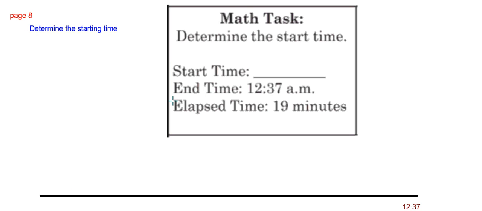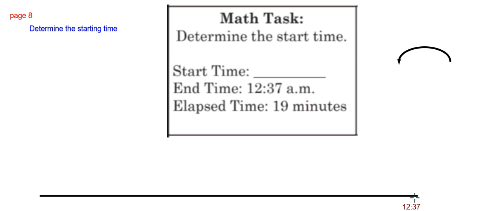Moving on with the problem, it says starting time, it's not given. You have to find it out. Ending time is 12:37. So 12:37 is right here. What was the elapsed time? 19 minutes. So we need to go back 19 minutes. In order for me to go back 19 minutes, I need to make sure I have my arrows ready to go. And in this case, I'm going to hop in this direction because I'm going to go back in time.